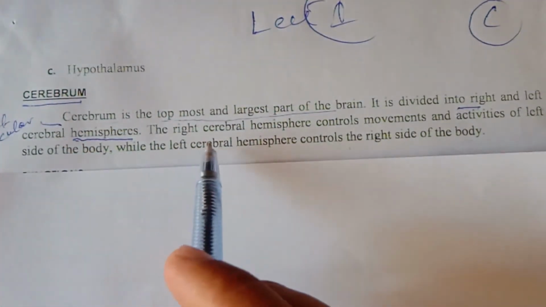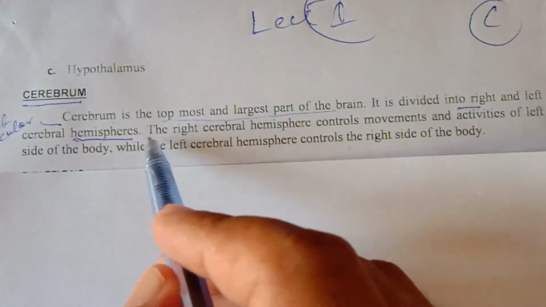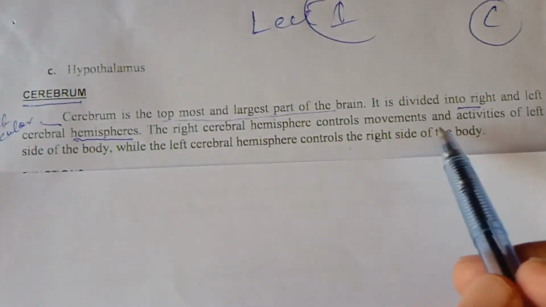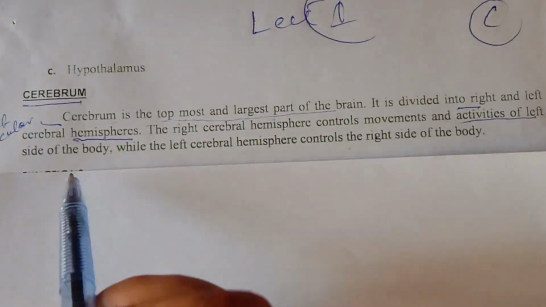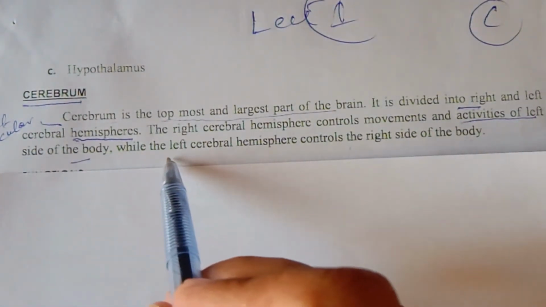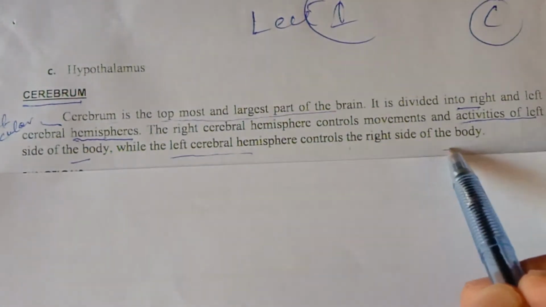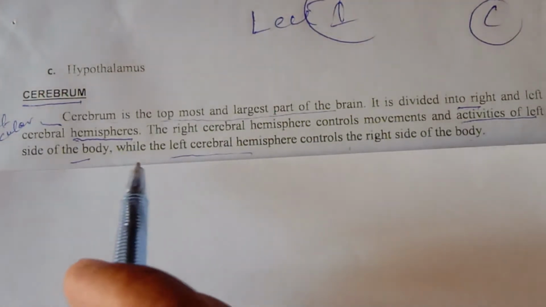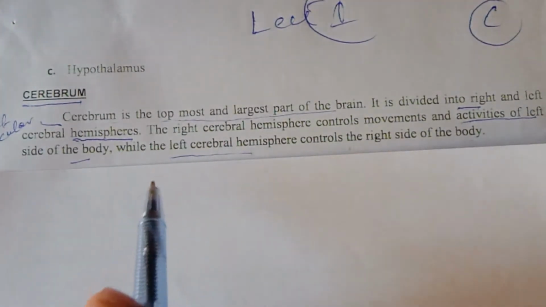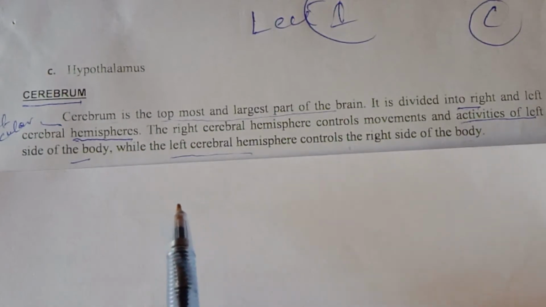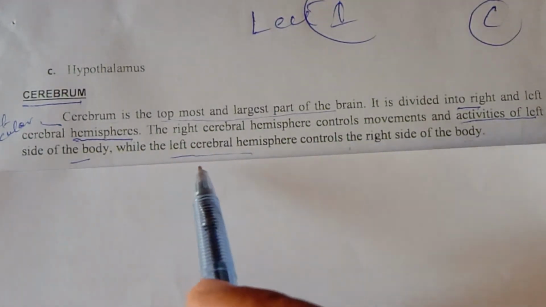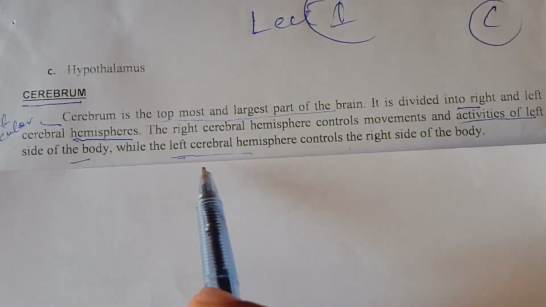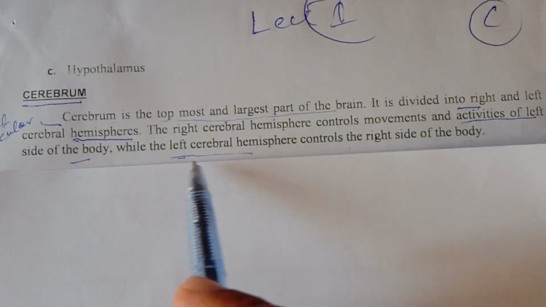Now there is coordination between the two hemispheres. The right hemisphere controls the movement and body activities of the left side of the body, while the left cerebral hemisphere controls the right side of the body, because our organs are distributed on two sides, one on the right and one on the left. So the right side body parts are controlled by the left cerebral hemisphere, and the left body parts' movement and activities are controlled by the right cerebral hemisphere.